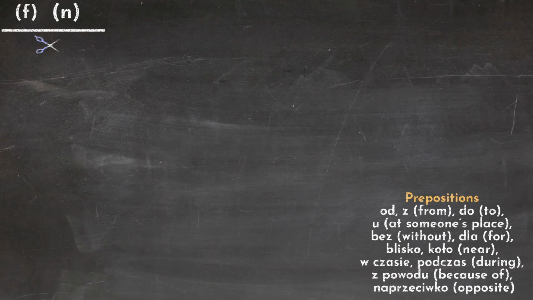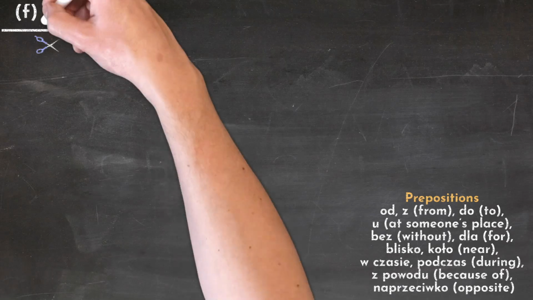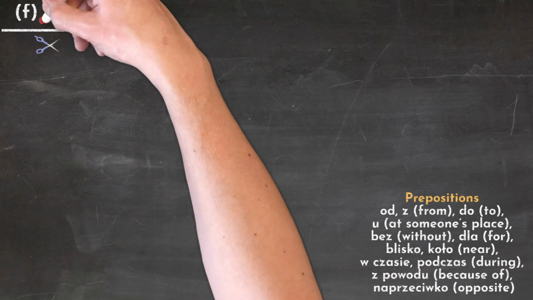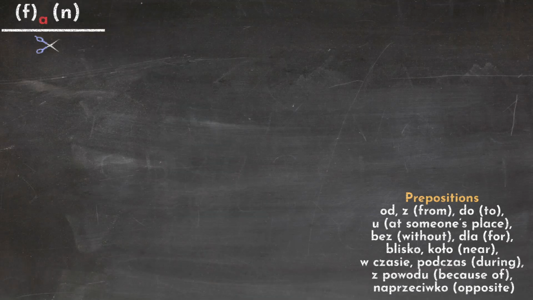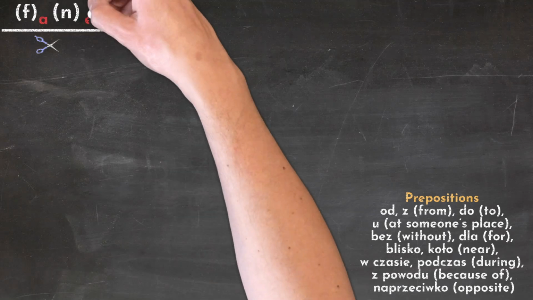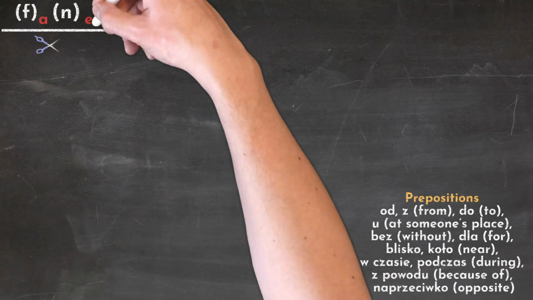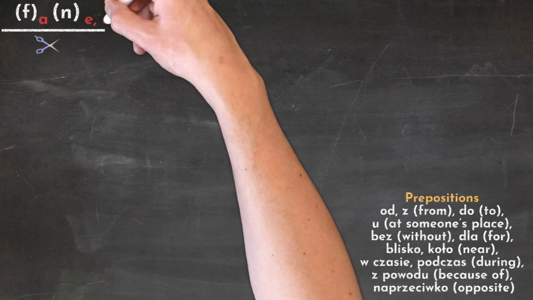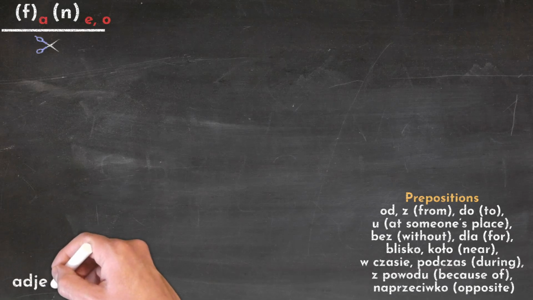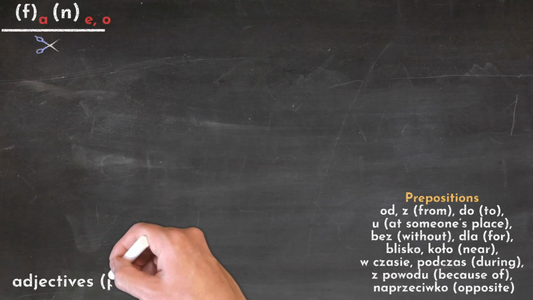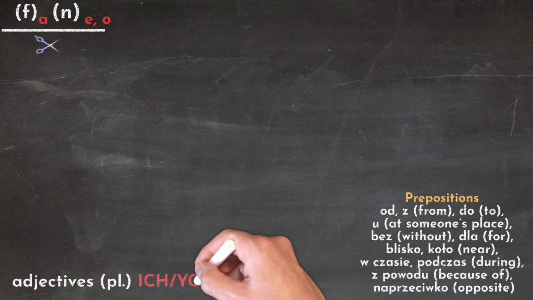Let's move on to feminine and neuter nouns. Of course, you know how to identify feminine and neuter nouns. Feminine nouns usually end with a. Neuter nouns usually end with e or o. So to pluralize these in the genitive case, we cut the last letter off. A describing adjective in the genitive case will take the ending ich or ych.